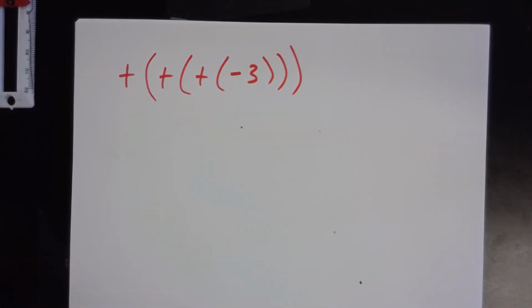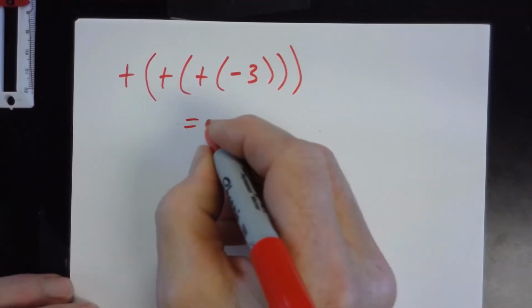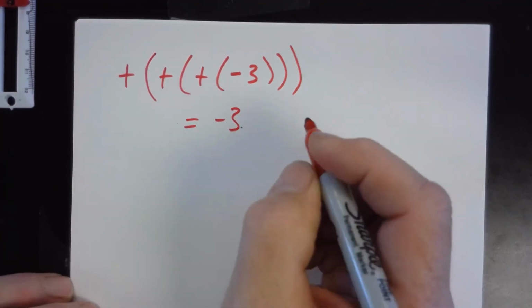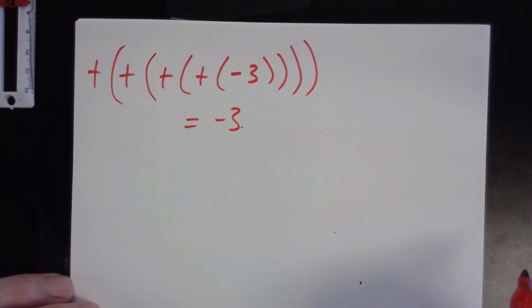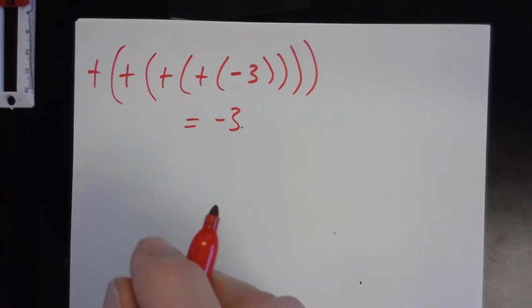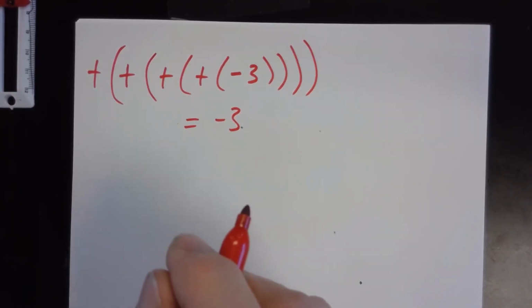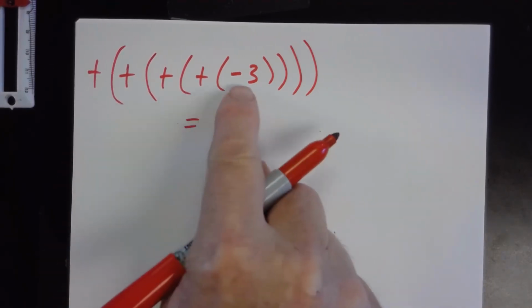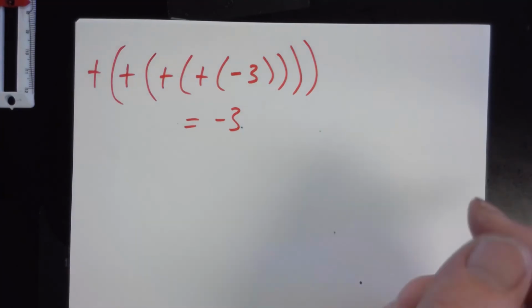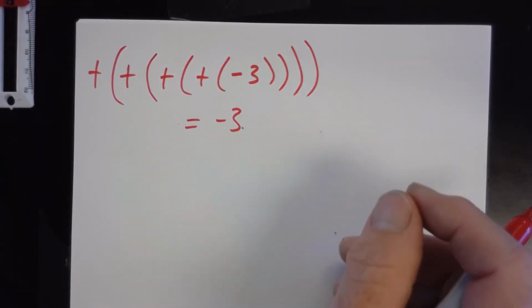what's that going to be? What is it? Negative 3. Well, what happens if we put another positive out here? Does it matter how many positives there are? What matters? How many negatives there are. Okay, when you look at that, how many negatives are there? 1. Okay, that's a negative result.